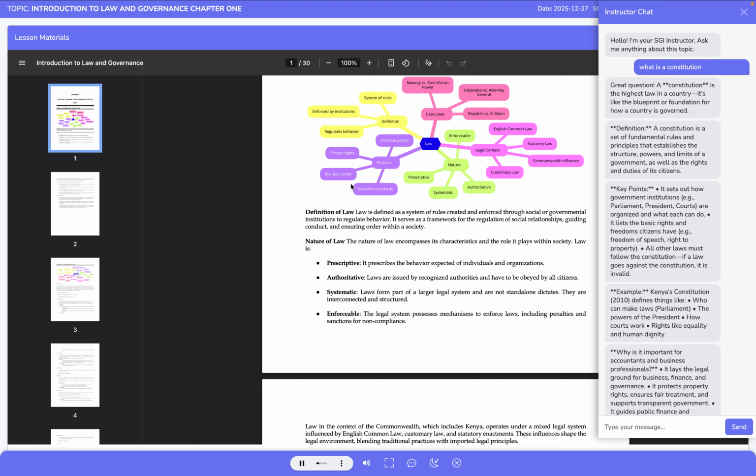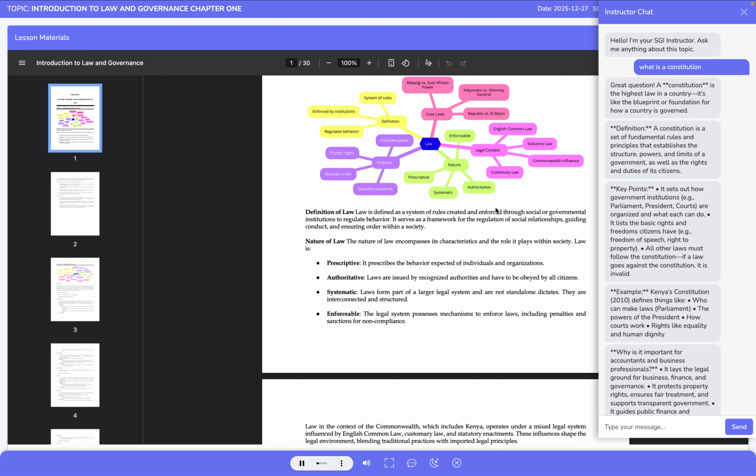In business and finance, prescriptive laws determine how companies should keep records, disclose information, and treat stakeholders. Failure to comply attracts legal consequences, reinforcing discipline and order in economic life.